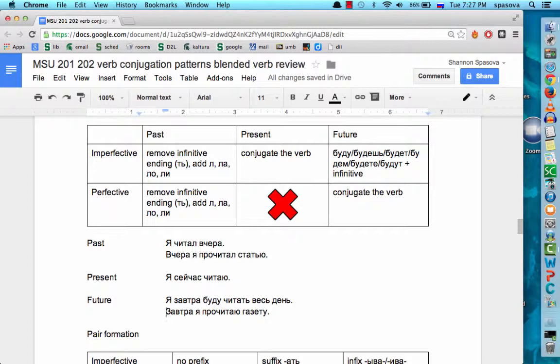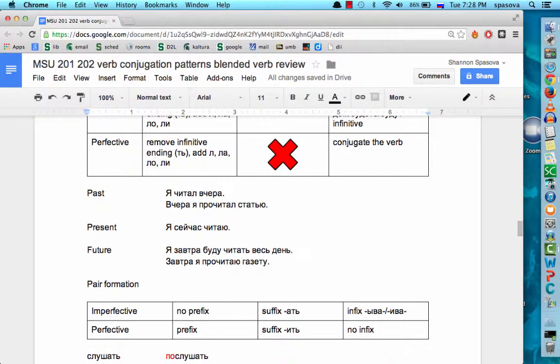Future tense. Я завтра буду читать весь день. Tomorrow I will be reading all day. Focusing what I will be doing, the process. Versus завтра я прочитаю газету. Tomorrow I'm going to finish reading the newspaper. Sounds like I'm focused on some kind of result. We'll focus more on this gradually during the semester.